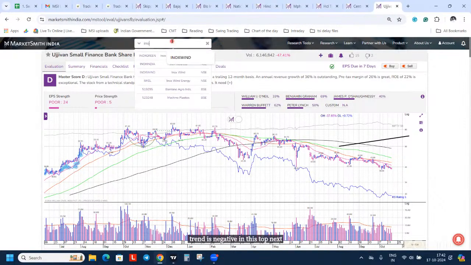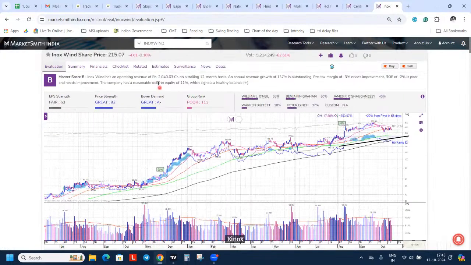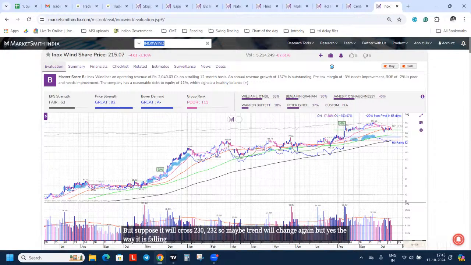Next, Inox Wind. Inox Wind was positive, but for the last couple of days a correction is happening. Today it has breached the 50 DMA, so the correction may extend further in coming days. If it crosses 230, 232, the trend may change again. But the way it is falling over the last couple of weeks, the correction may extend toward at least 200 to 190 rupees in coming days.